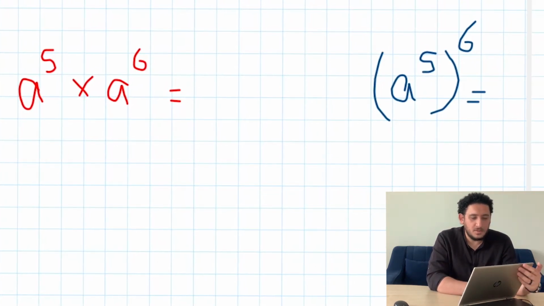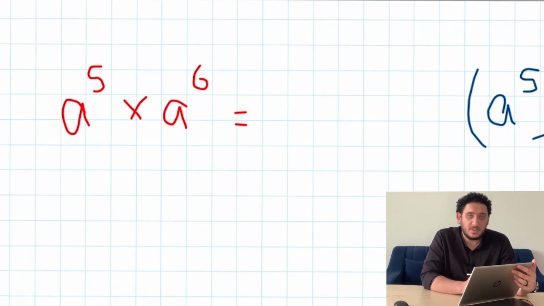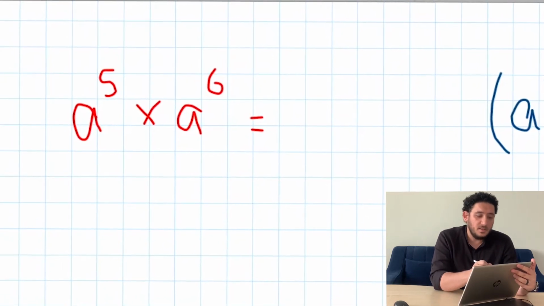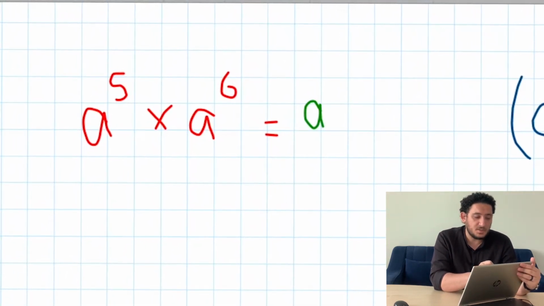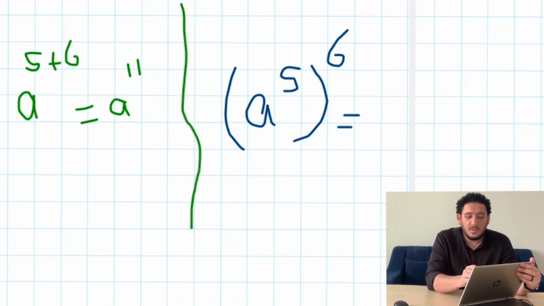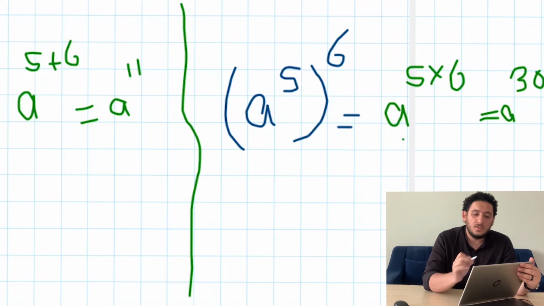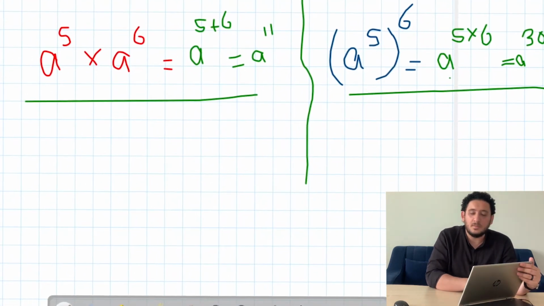are they the same? The first one is a multiplication, and we had this rule before. If you have multiplication and you have the same base, then you will just add the powers. The powers will be 5 plus 6, it means a power 11. What about the other one? In the other one, it's all power 6. It means you will multiply the powers. It's a power 5 multiply 6, it means a power 30. So there is a huge difference between them.